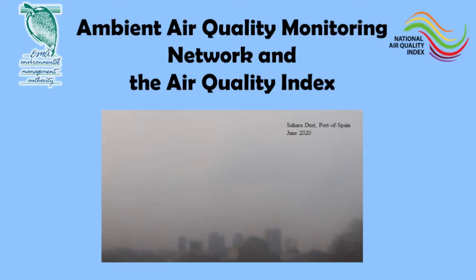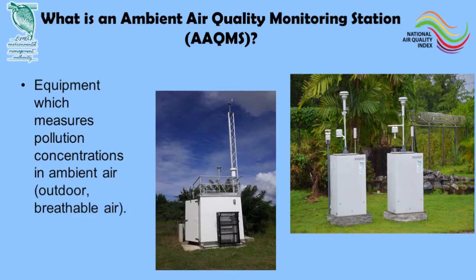Some may be familiar with those terms, but others may be wondering, what is an air quality index, and how is this index developed? Firstly, there must be an ambient air quality monitoring network. The network consists of stations across Trinidad and Tobago, each station containing equipment which measures pollution concentrations in ambient air. The equipment draws and samples outdoor breathable air to measure pollutant concentrations.